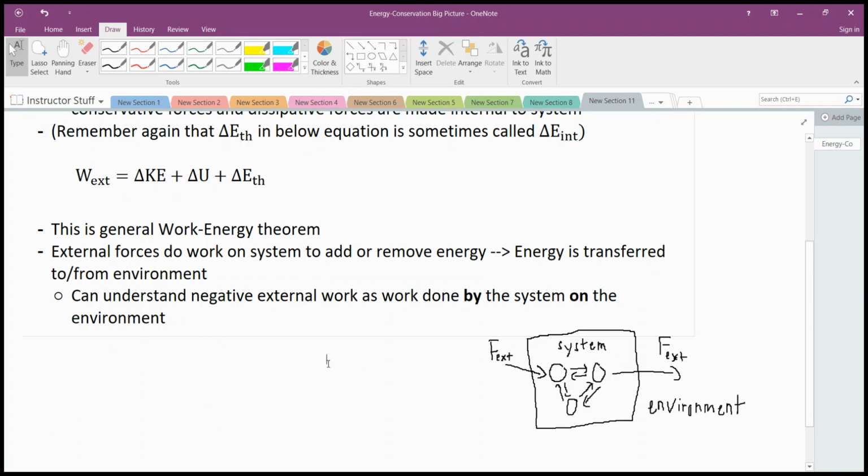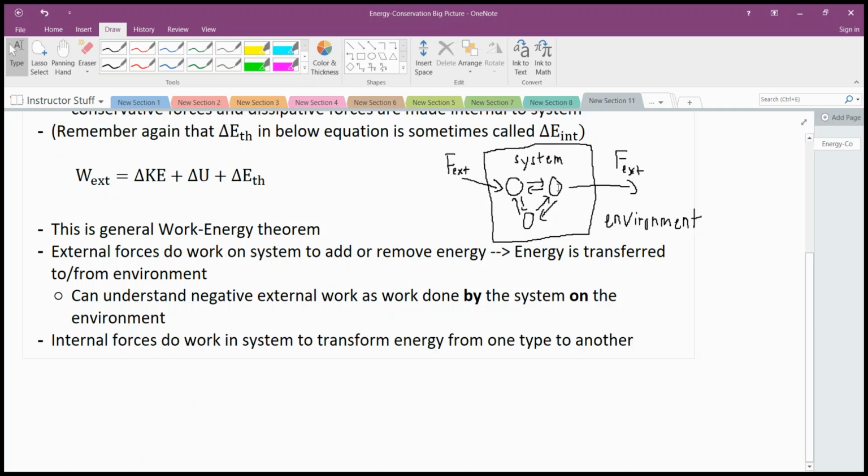It's possible that the work done by the external forces is negative. In that case, you can interpret the work done as being the work being done by the system on the environment, instead of thinking of the external forces as doing work on the system by the environment. So if you have positive external work on your system, that's work done on your system by the environment. If you have negative external work done on your system, you should instead think of the system as doing work on the environment. I'm going to move this up here so that way it's near our work energy theorem equation now.